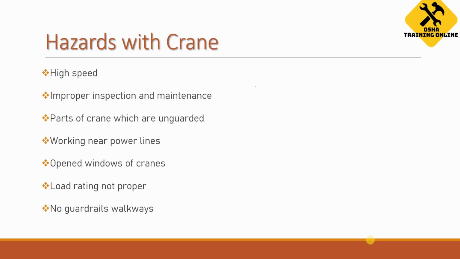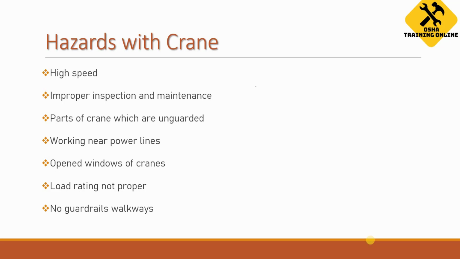Now, what are some of the hazards associated with cranes? High speed of the crane is one of the hazards. It may sometimes take a high speed, which it is not supposed to. Improper inspection and maintenance. A mechanical engineer may not inspect or maintain it regularly or properly, but a safety officer has to check it.